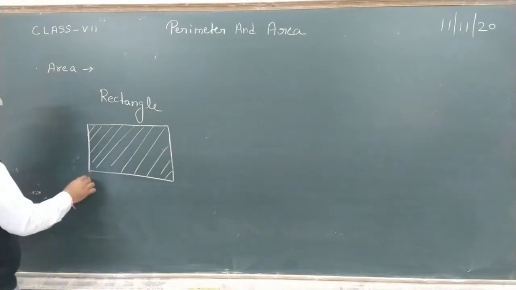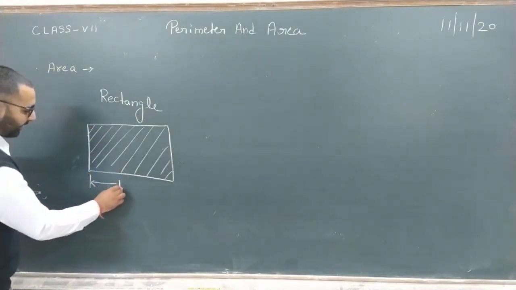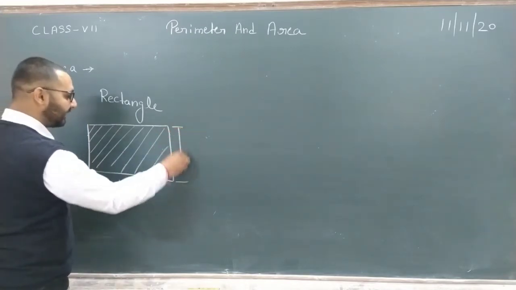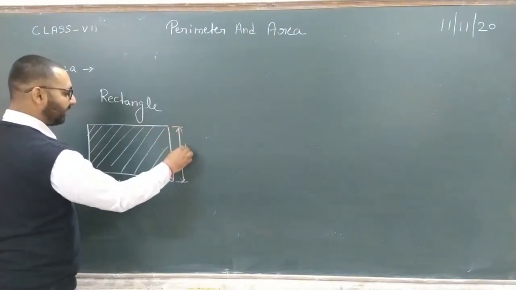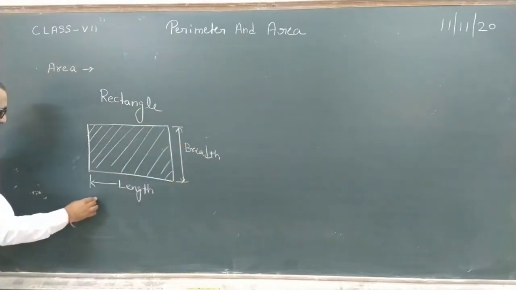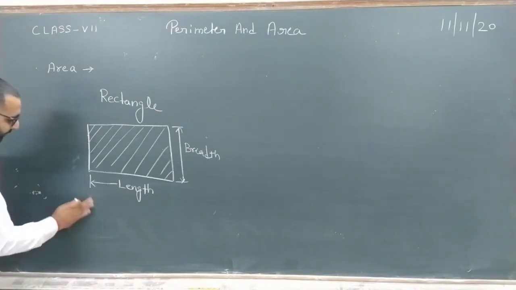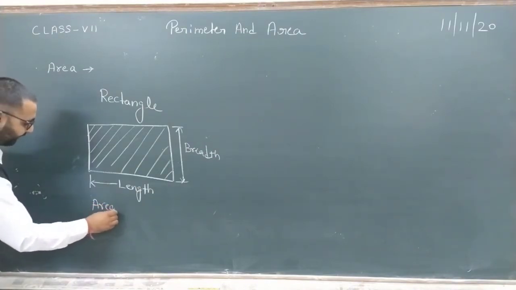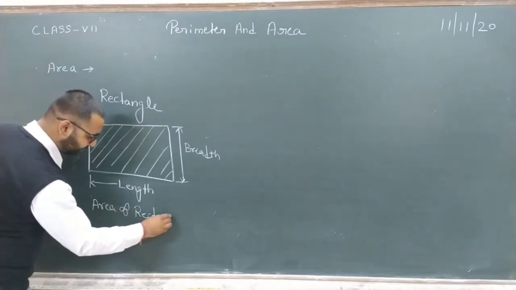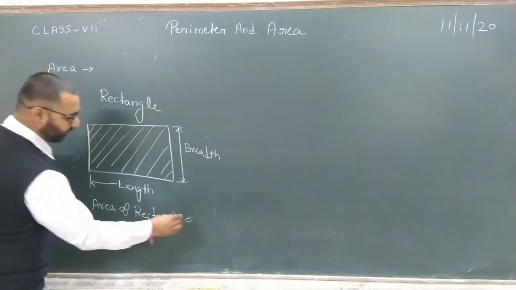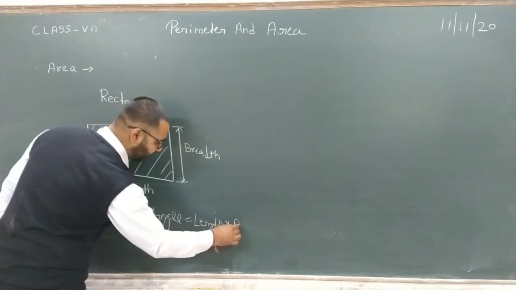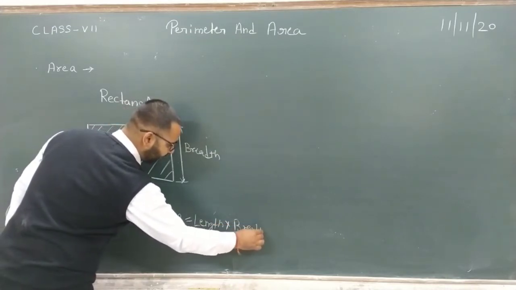First of all, the rectangle, as we all know. This is length and this is breadth. So write down the formula for the area of a rectangle. Formula: area of rectangle is equal to length multiplied by breadth.